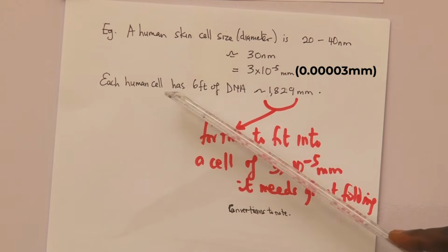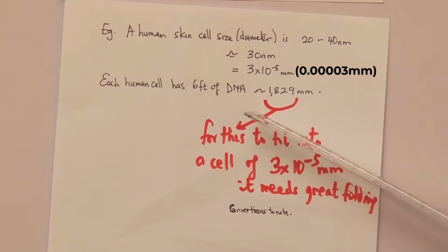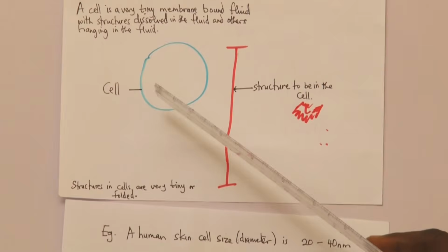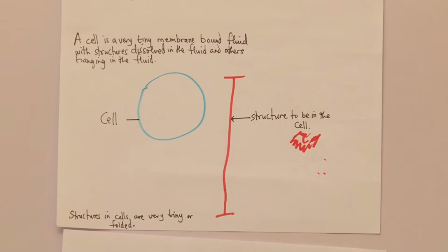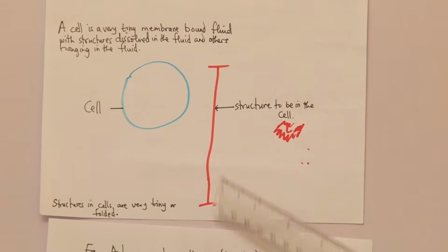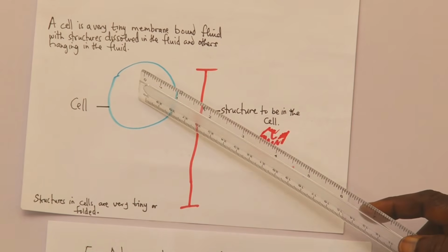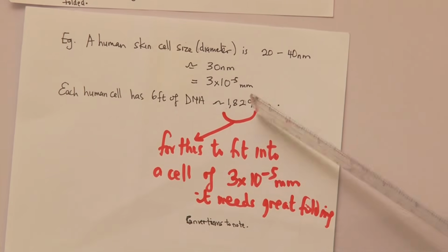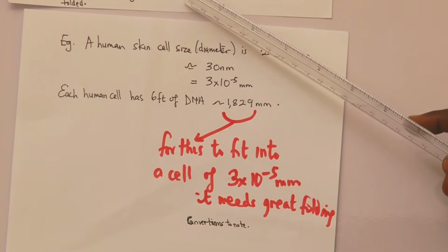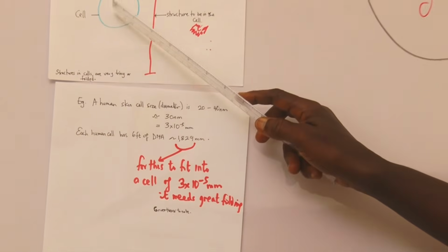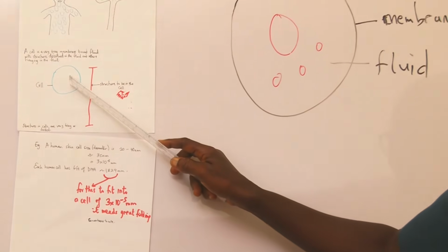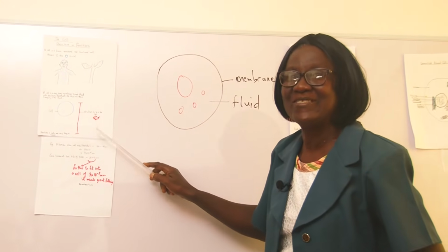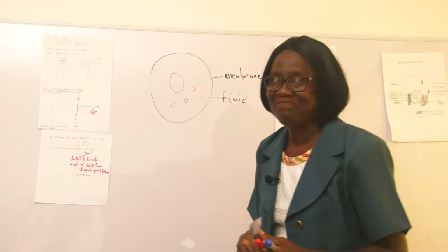Now, each human cell has 6 feet of DNA. So this cell's diameter is 30 nanometers. Meanwhile, this DNA that wants to fit into this cell is 6 feet, which is 1,829 millimeters. How can 1,000 plus millimeters fit into something that is so tiny? So most structures are folded or tiny. This is just an introduction.